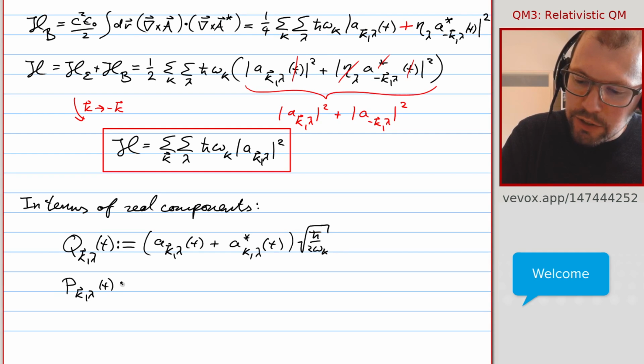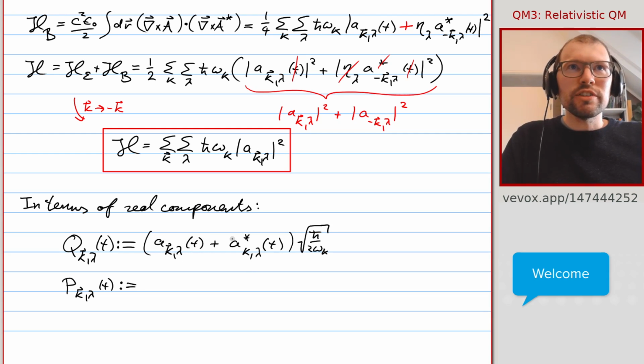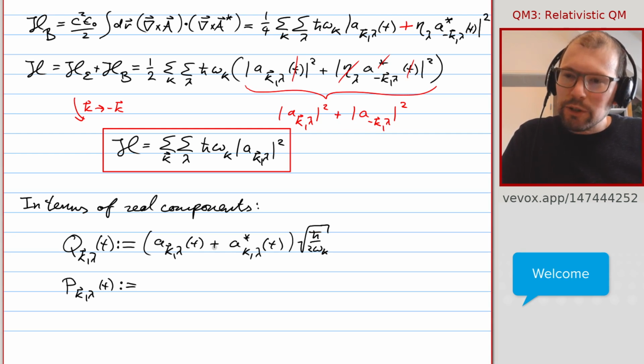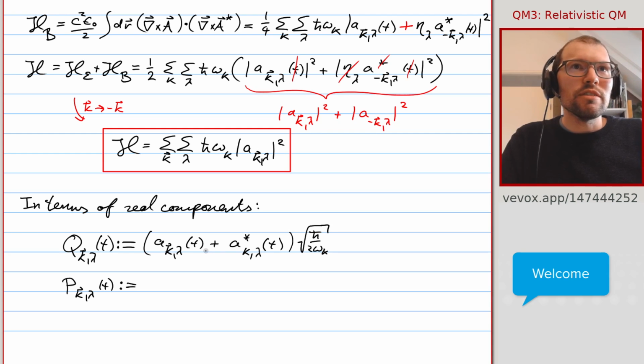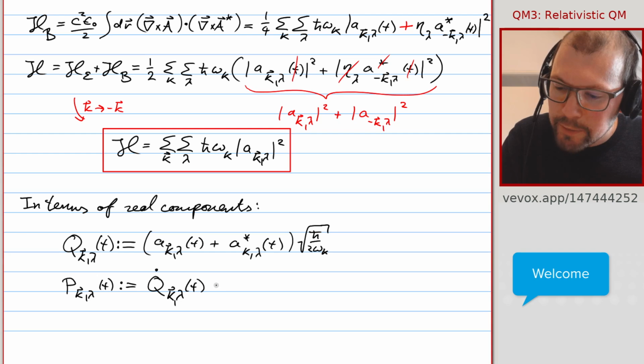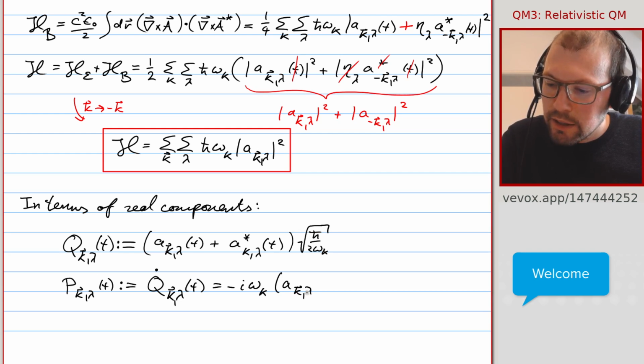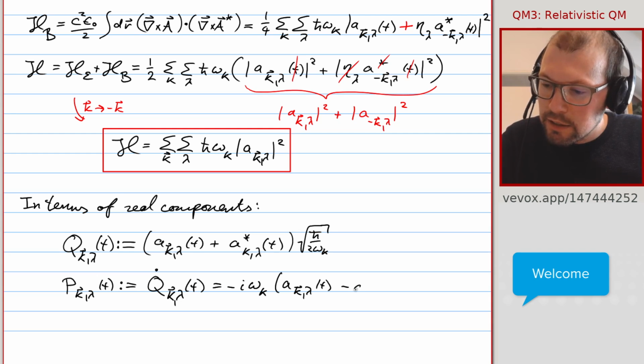And the imaginary part, well, how can we get an imaginary part? So we have to take the coefficients minus its complex conjugate. But I can also do this by taking a time derivative, because it differs by sign. So let's take P to be the time derivative of Q. So then I get minus i omega k, a k lambda t, minus its complex conjugate.